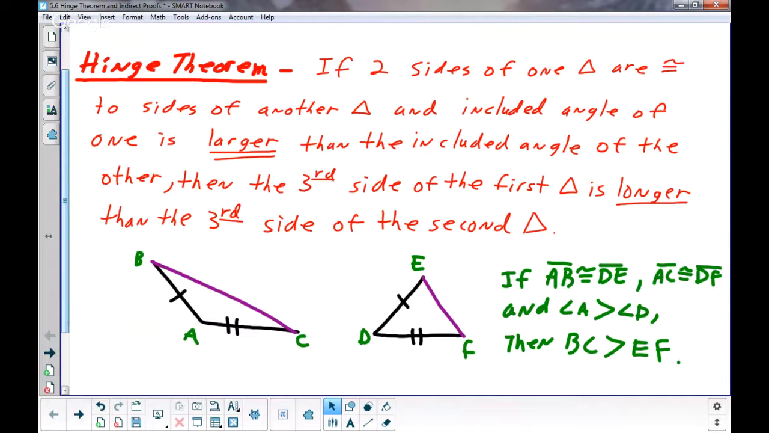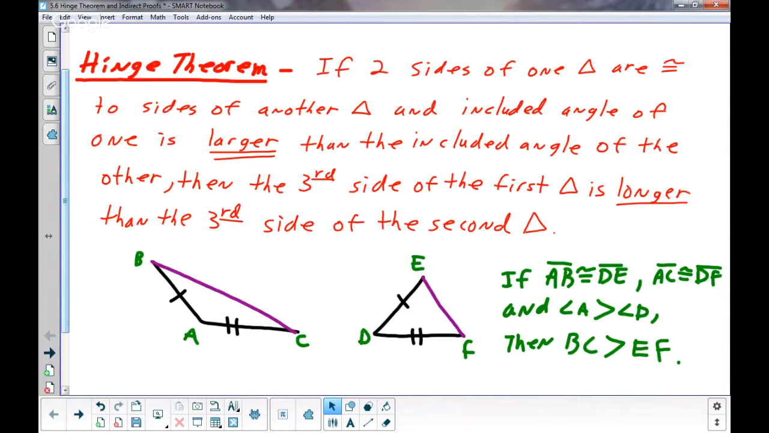And so I got an example here, triangle ABC and DEF. We see that AB is congruent to DE, AC is congruent to DF, but angle A is greater than angle D, so therefore the side BC, opposite of A, is greater than the side opposite angle D, which is EF. So again, bigger the side, bigger angle.